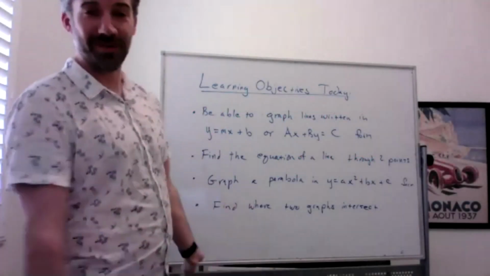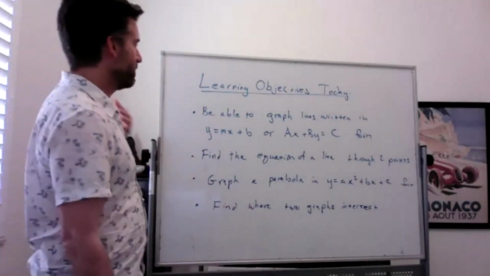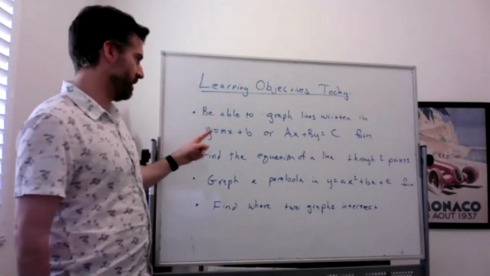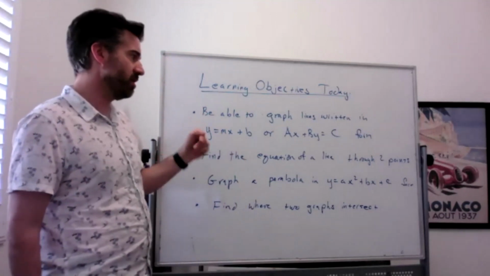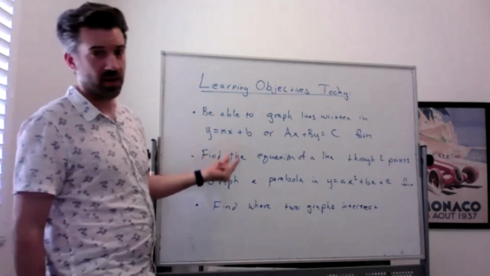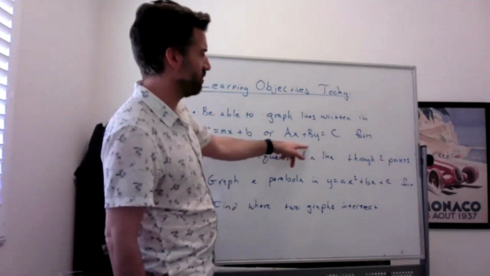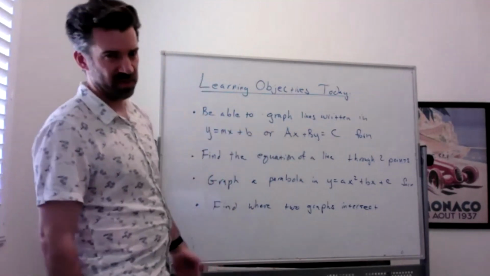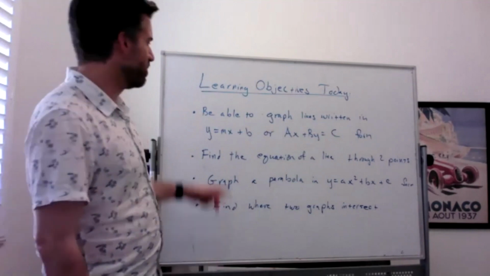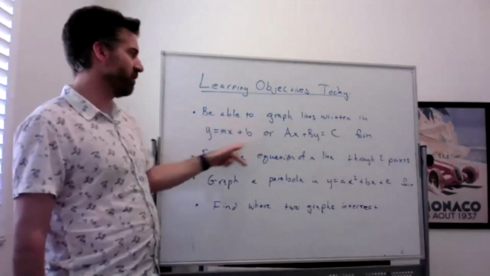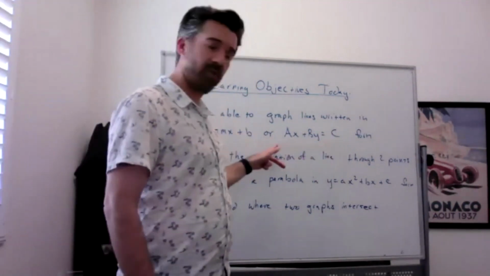Here's what we're going to be doing today. The learning objectives are to be able to graph lines written in either the y equals mx plus b form, which is the slope intercept form, or the ax plus by equals c form, which is called the general form. Usually, most of the time, we write things in this form, but sometimes things are in this form.